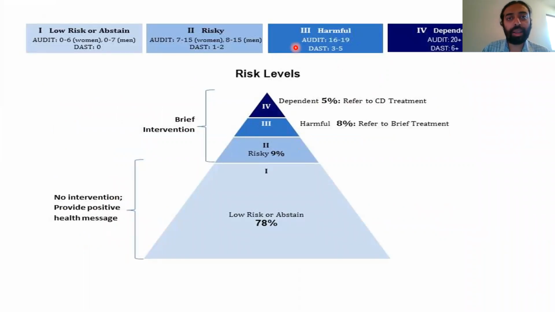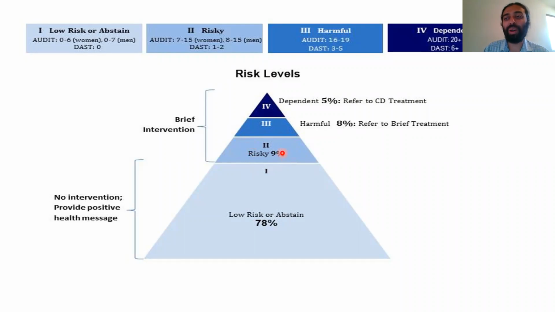So this is, I think, an important slide, because if we think about most people, right, with a substance use disorder, right, the majority of people are either going to be low risk or full abstainers, right? And certainly no intervention is needed. We provide a positive health message, right? Keep checking in on them. Then there are going to be kind of higher levels of risk, right? About 9%, 10% of people falling into that risky category, right? Another about 8% in the harmful category, and really about 5% of people having a substance use disorder or a dependence diagnosis, kind of as the tip of the pyramid.